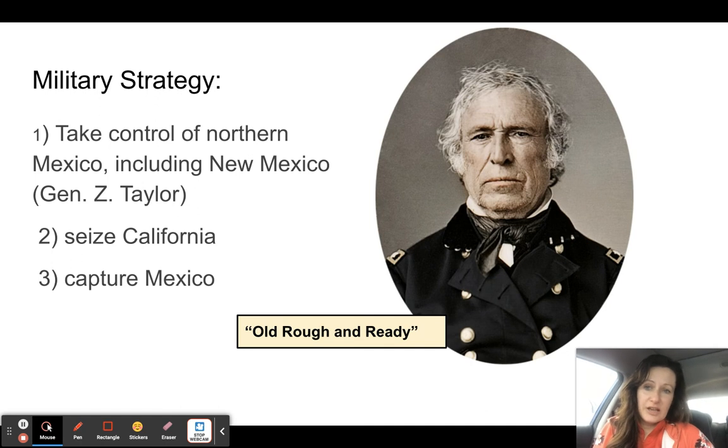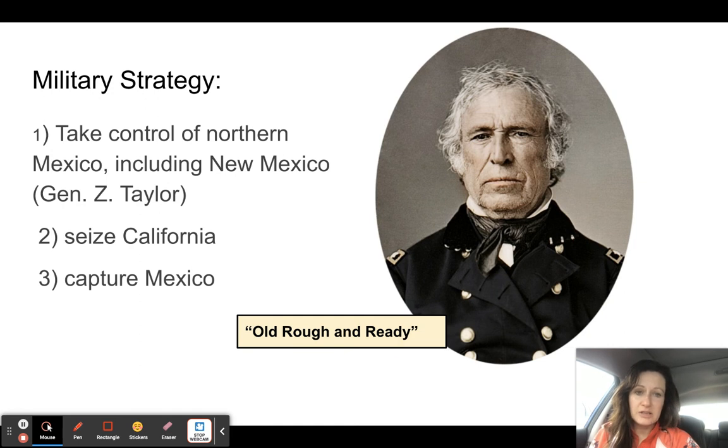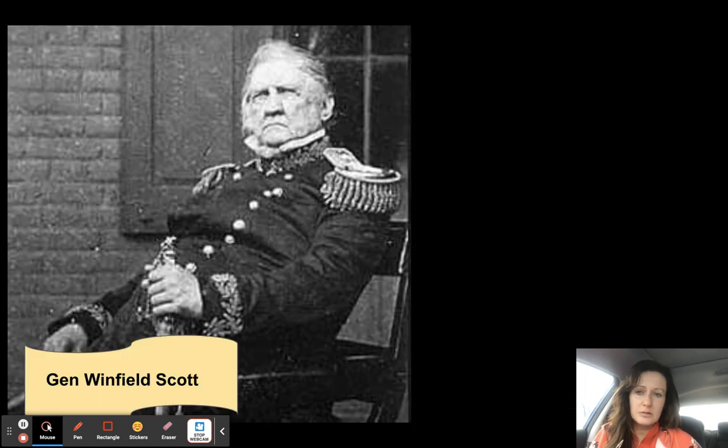What was the military strategy? To take control of northern Mexico, including New Mexico. And this was done under General Zachary Taylor, who was known as Old Rough and Ready, gets acclaimed by the public, and Polk's actually worried that these military generals are going to beat him and become the next president. So he becomes threatened by them. Then also to seize California and ultimately to capture Mexico.